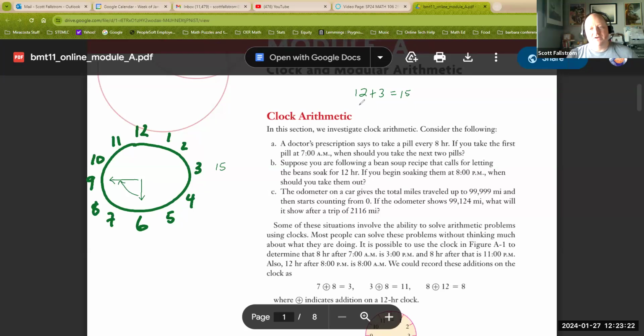Because this addition is different, we're going to put a circle around the plus. We're going to say 12 plus 3, and that means we're thinking about it on a clock. 12 plus 3 hours gets you to 3 o'clock. For example, 11 plus 4 traditionally would give you 15, but on a clock, 11 plus 4 is going to get you where? Start at 11 and count forward 1, 2, 3, 4. That gets you to 3 o'clock.